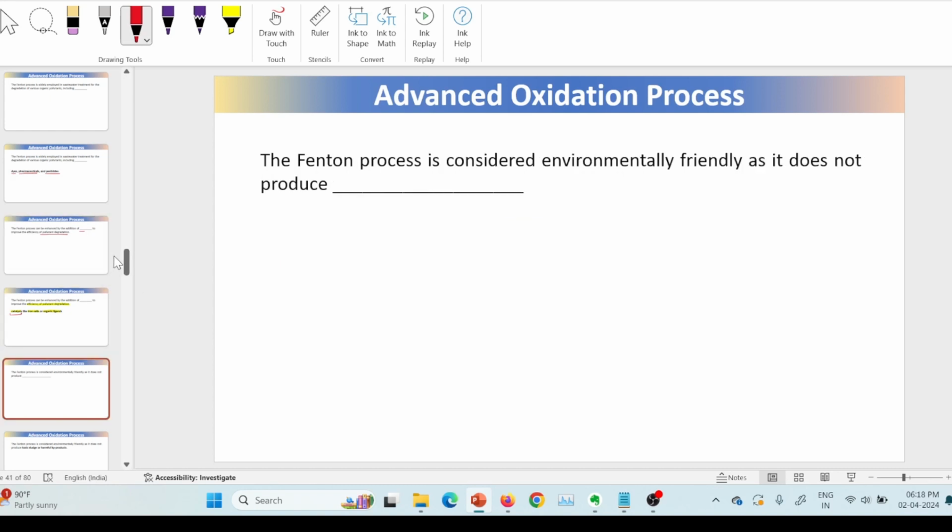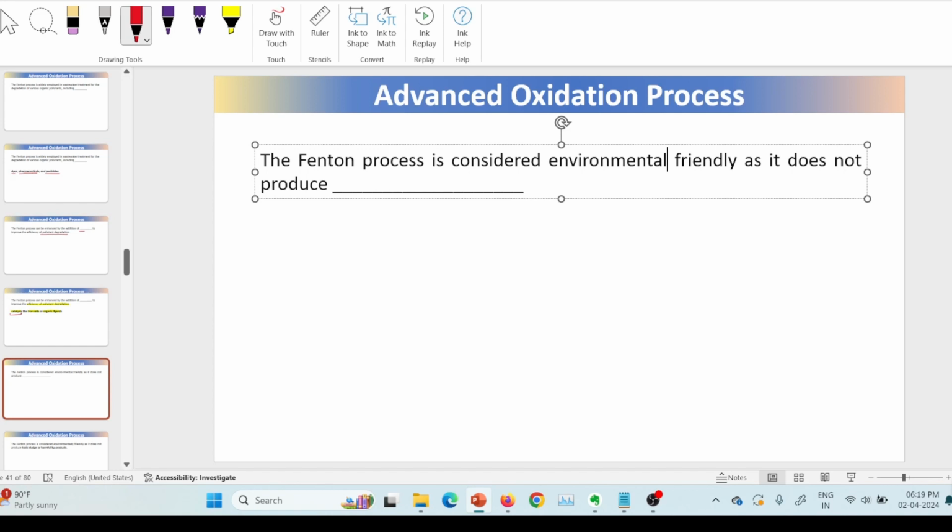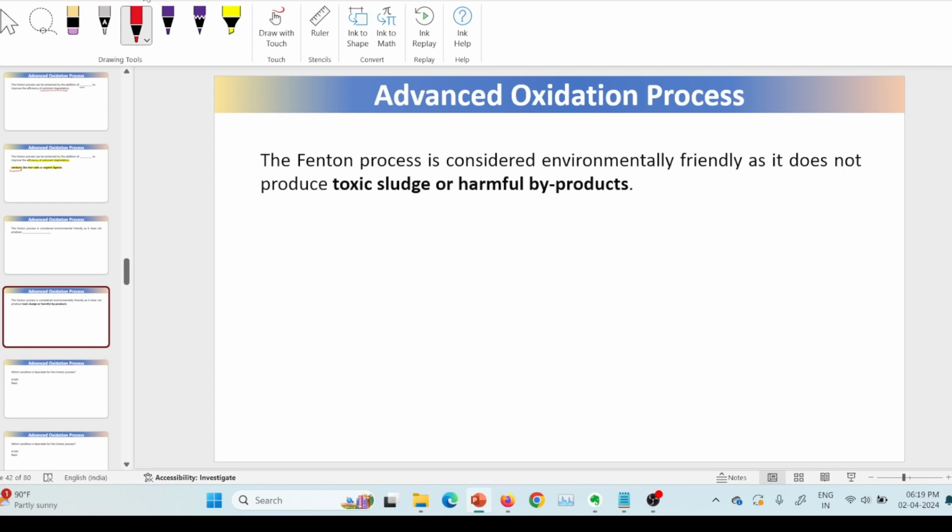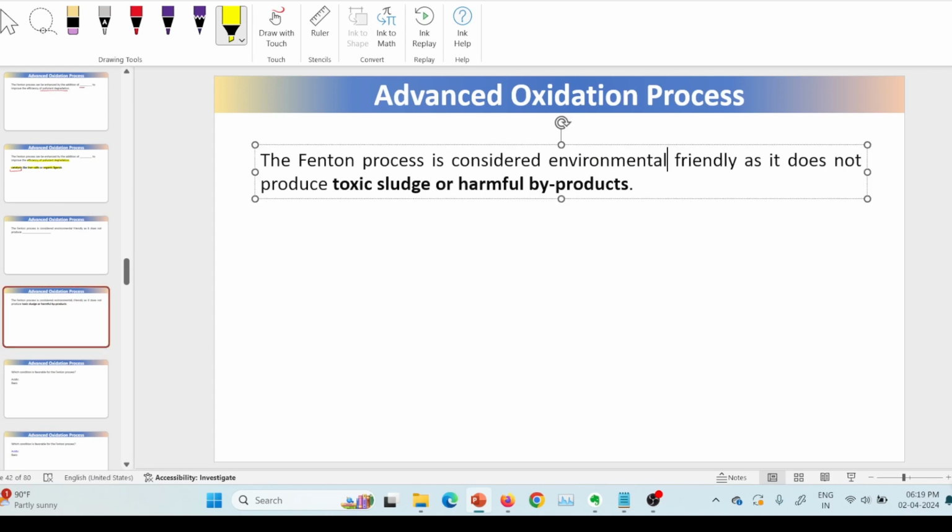The Fenton process is considered environmentally friendly as it does not produce any toxic compounds, toxic sludge or harmful byproducts.